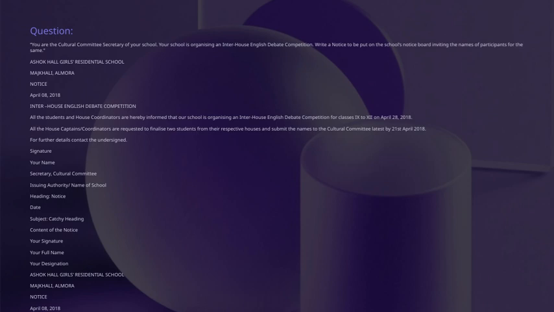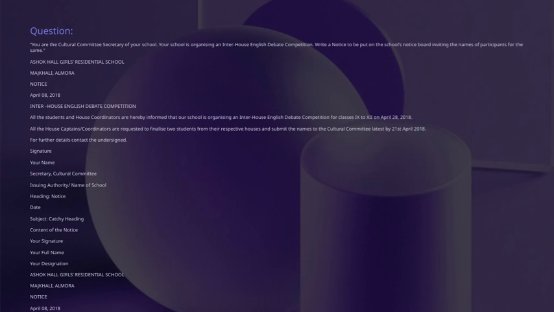The deadline for submitting these names is April 21, 2018, so it's important to act promptly. The notice emphasizes the role of house captains and coordinators in this process, highlighting their responsibility to select and submit the students' names. This notice also serves to inform all students and house coordinators about the event date and the purpose, encouraging participation and ensuring organized preparation.